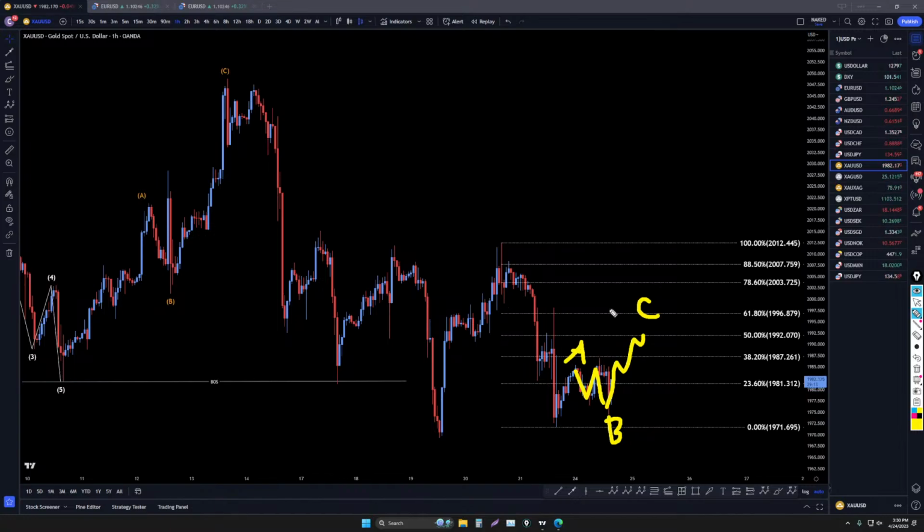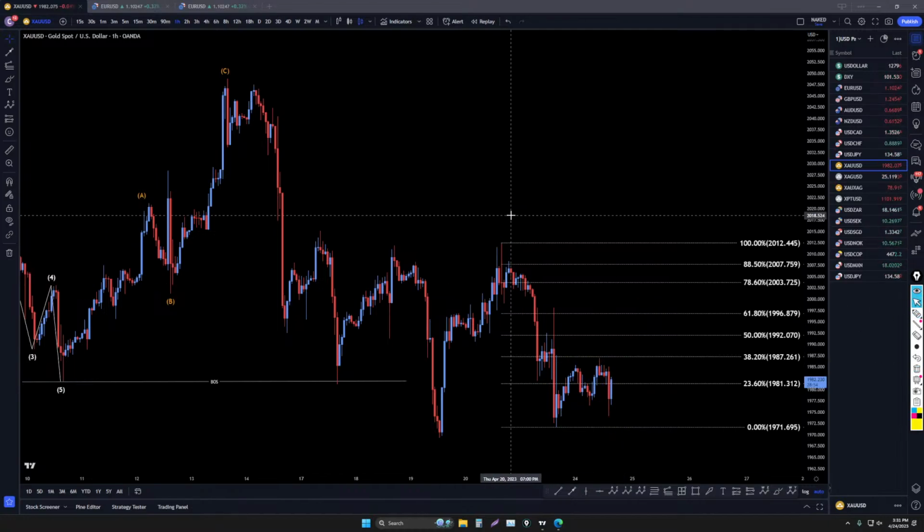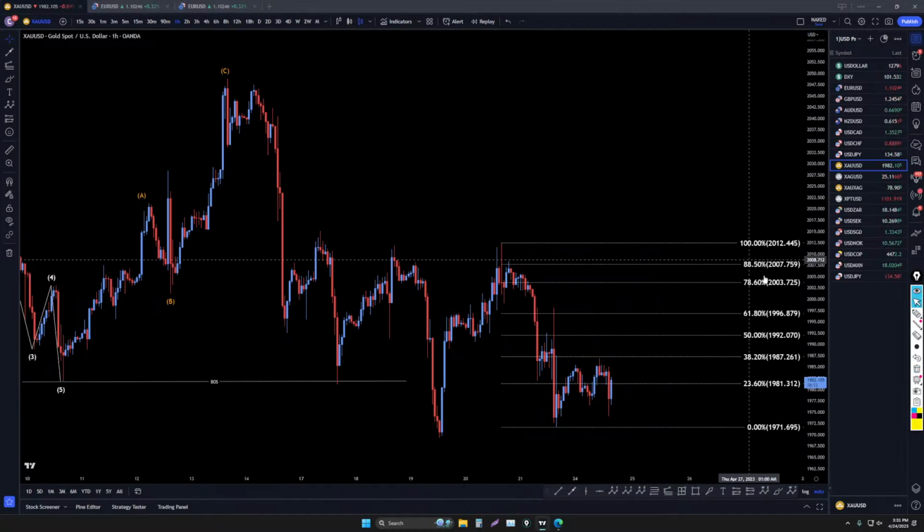But I don't really know about a B, though. It kind of looks like the B is back here. 95. Yeah, that would lead us up to about the 61% level. So yeah, I don't know. It is starting to go up, just not very convincingly.